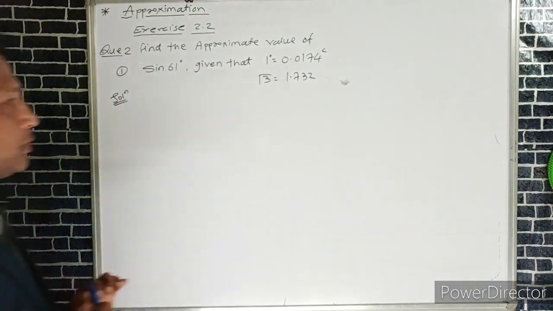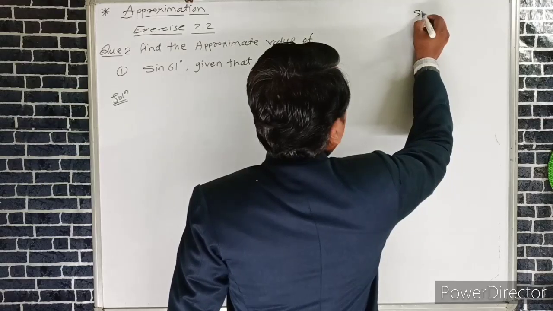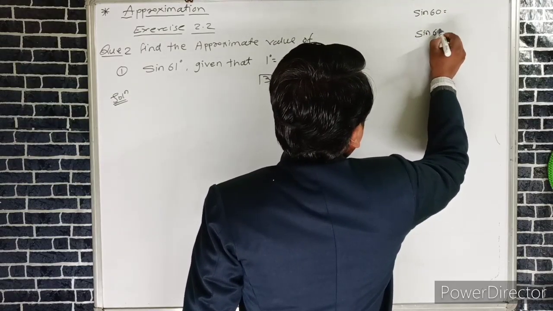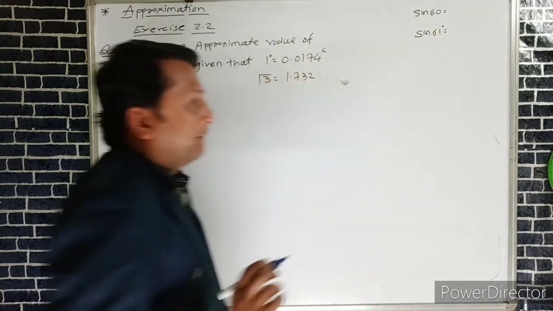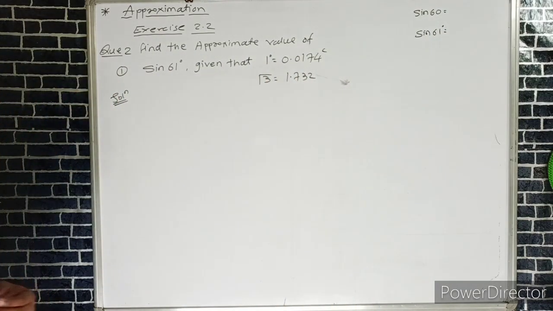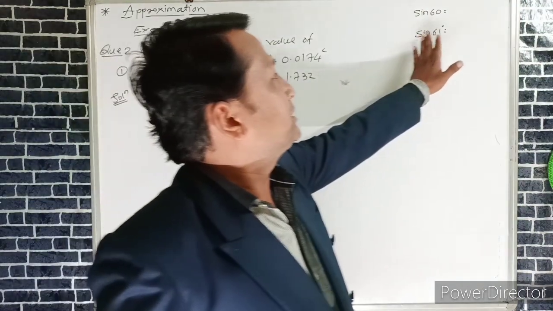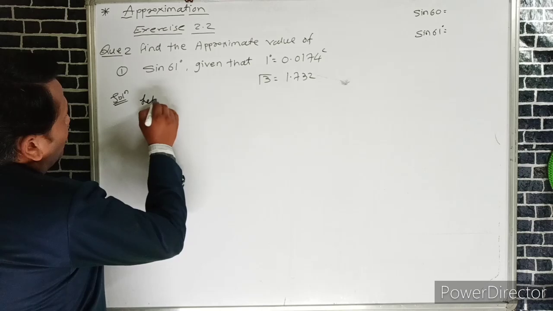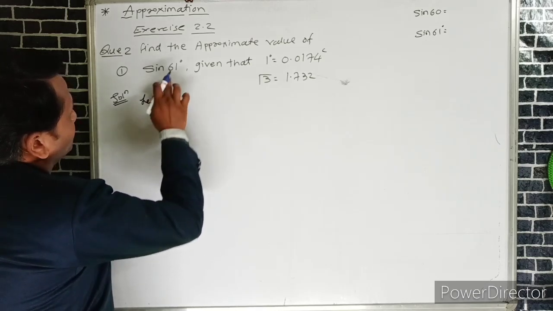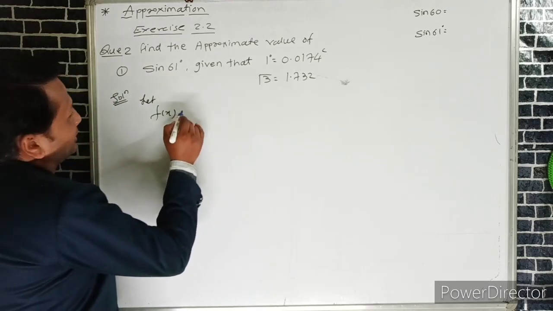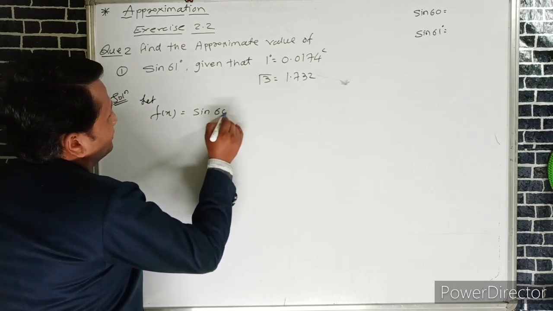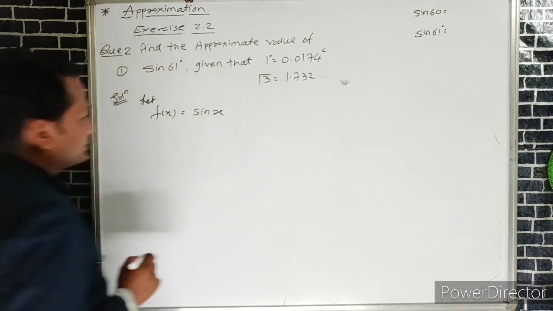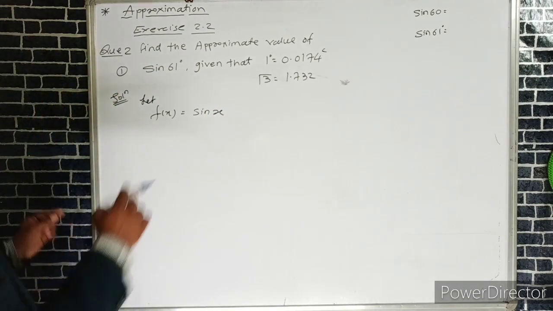Here we know the value of sine 60 degree, but it is difficult to find sine of 61 degree. By using the rules of approximation, we can find the value of sine 61 degree. First we consider the whole function sine 61 degree as f of x. Let f of x is equal to sine x. Here x is 61 degree.